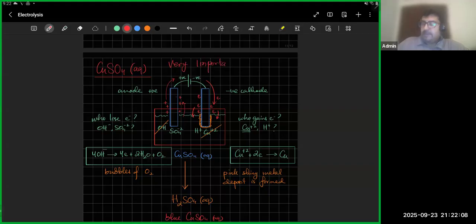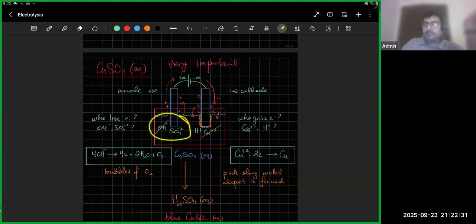And I'm going to just repeat what questions they're going to ask you. They're going to ask you which ions get attracted to the cathode. So that's obviously H plus 1 and copper plus 2. They can ask you to label the diagram, like which one is the cathode, which one is the anode. They can ask you what ions get attracted to the anode. So that's OH minus 1 and SO4 minus 2.